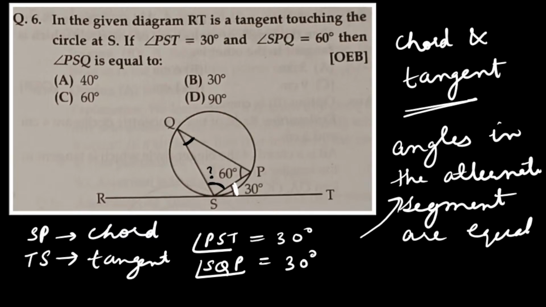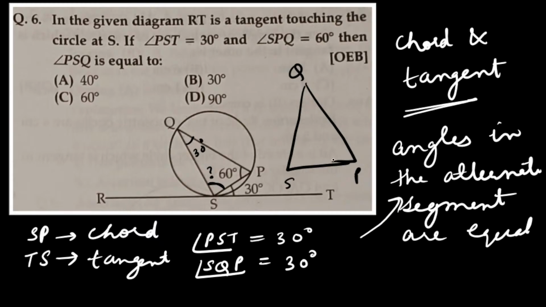So this angle is between this chord and tangent. When we move along the end points of the chord, we reach point Q. So this angle and this angle both are equal because angles in the alternate segment are equal. I hope this concept is clear to you. With the help of this, we got this angle also equal to 30 degrees. So now this is a triangle. I'll just redraw the triangle.